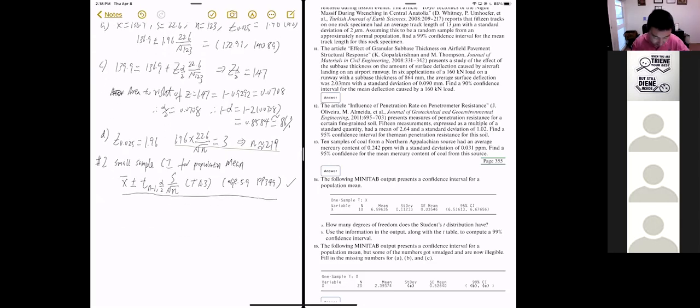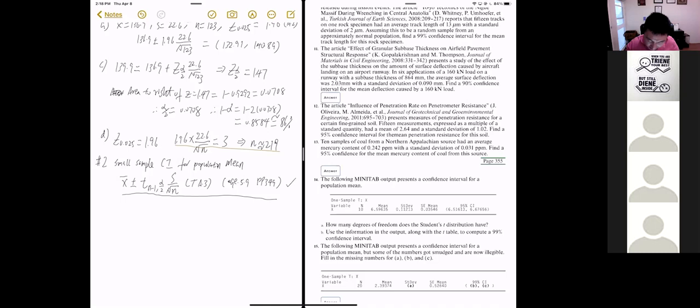Let's read the question together. This is question number 12. Again, always read the last sentence. 95% confidence interval for the mean penetration resistance for this soil. So mean value, then let's look at the sample size, is it big or small. So read the question, the article.